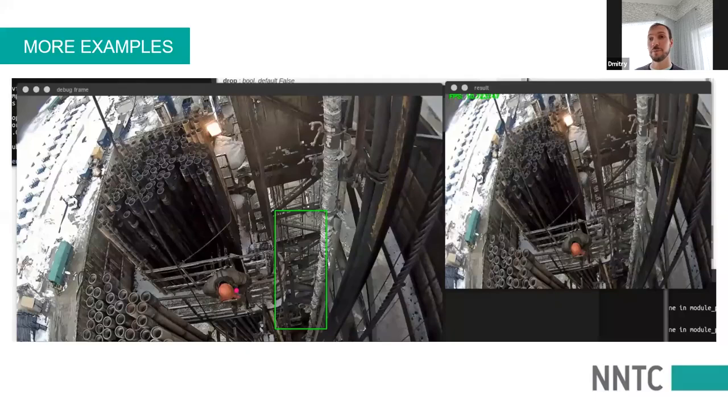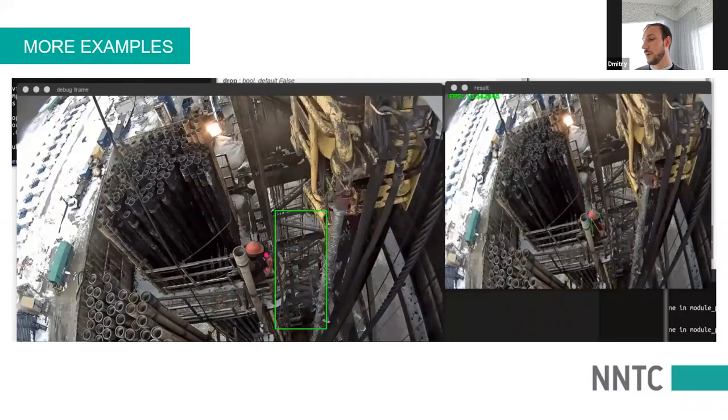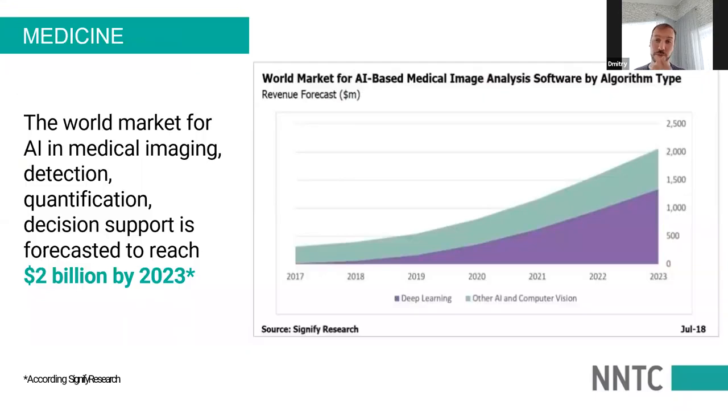So another topic that I will not touch in that many details is medicine, because obviously image processing in radiology and other medical use cases is booming, and again, there is vast data that can be generated by modern medical equipment.